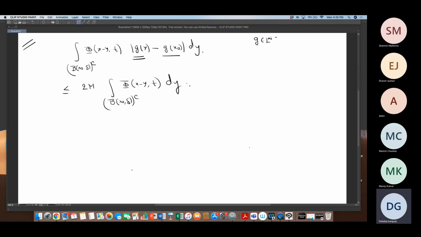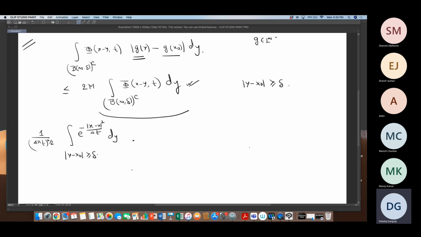Okay. Now what will be this? This is very interesting. Let me write down first. What is this? If I write down the value of phi x t, this will be 1 by 4 pi t to the power n by 2, integration over y minus x naught greater than delta, because y is in the complement, right? e to the power minus x minus y whole square by 4t dy. It is given that mod of y minus x naught is greater than delta.